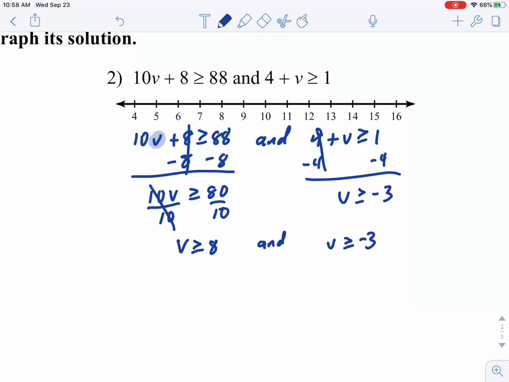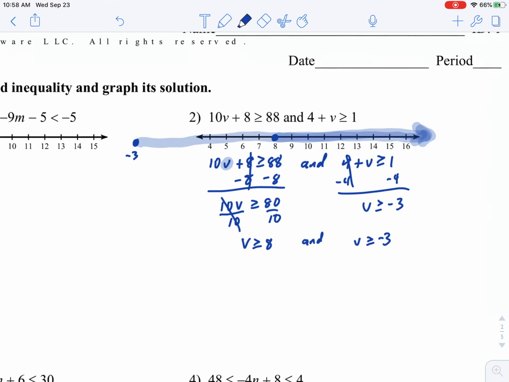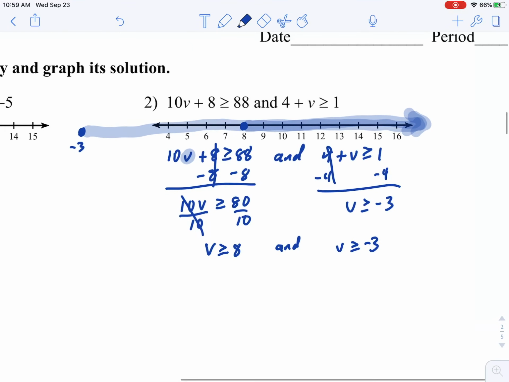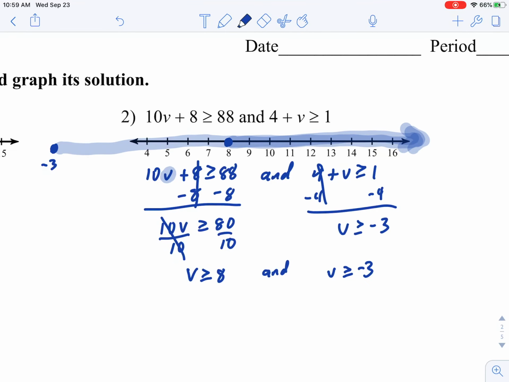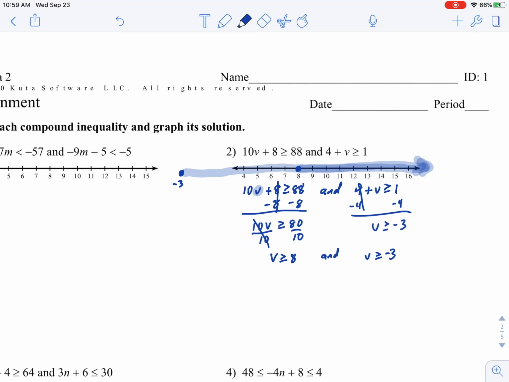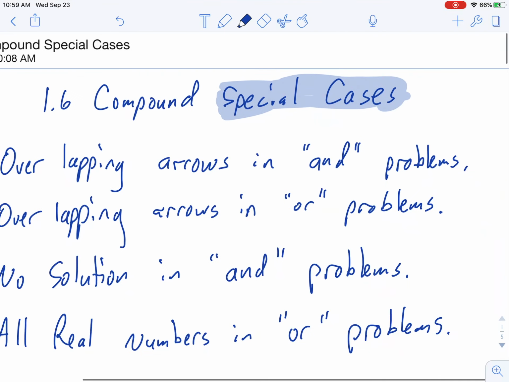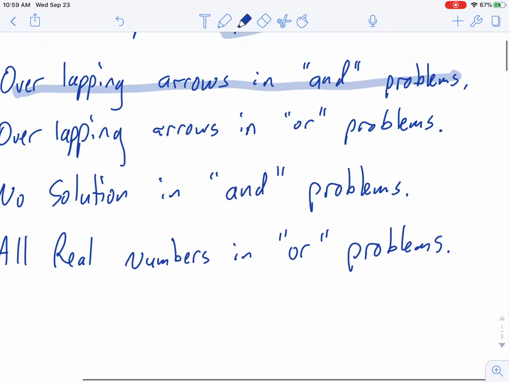V is greater than or equal to 8 would be a dot and shading greater than, which is this way. V is greater than or equal to negative 3. I'd have to go way back here to negative 3, put a dot and shade this way as well. So what we have here is 2 overlapping arrows. One arrow is overlapped by the other arrow. And can you see there that the highlight is a little darker where it overlaps? If we go back up here, overlapping arrows in AND problems, this is the first special case.